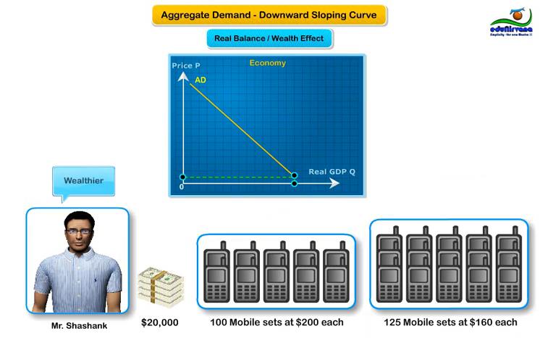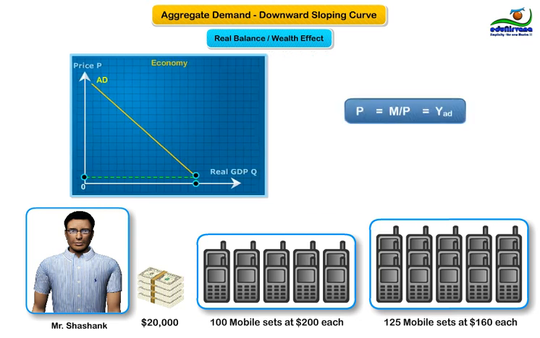After all, isn't the $20,000 more valuable when it can buy more than when it can buy less? And as he becomes wealthier, he buys more goods. In summary, a fall in the price level causes purchasing power to rise, which increases a person's monetary wealth. As people become wealthier, the quantity demanded of real GDP rises.